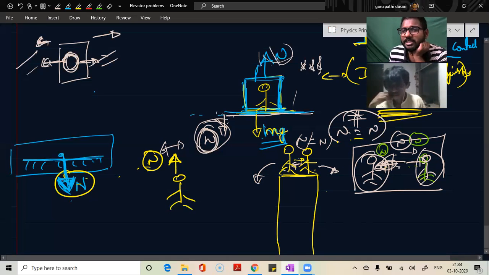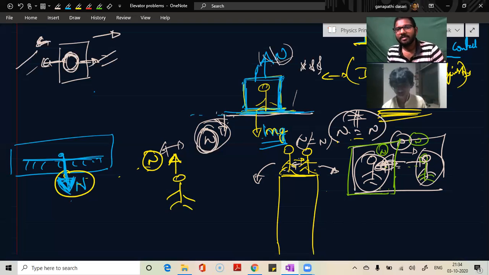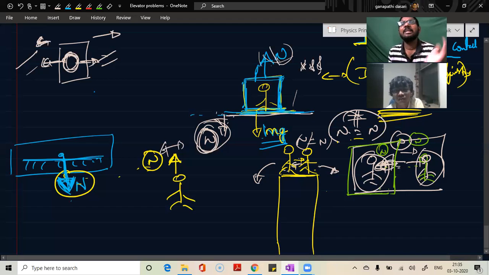When you're writing only for this particle, you need to find out only the forces which are acting on me, not the forces I am exerting. I am exerting force on you, but that doesn't come into my free body diagram. My free body diagram will only give information about all the other forces acting on me externally. That second normal is acting on you, not me. Got it? So that is why they do not cancel out each other.